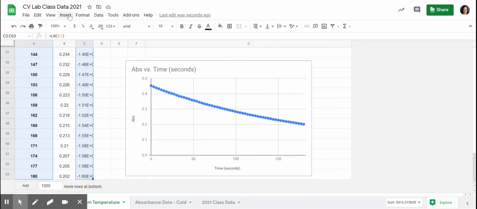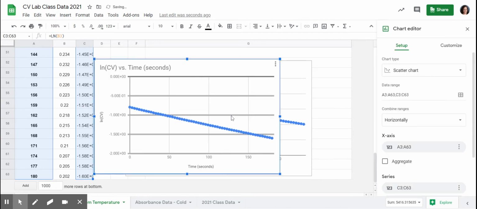Okay, now that I've got my data, insert graph again, or chart. And it graphed time versus the ln. That one does give me a straight line. And so I know that this is first order with respect to the crystal violet.